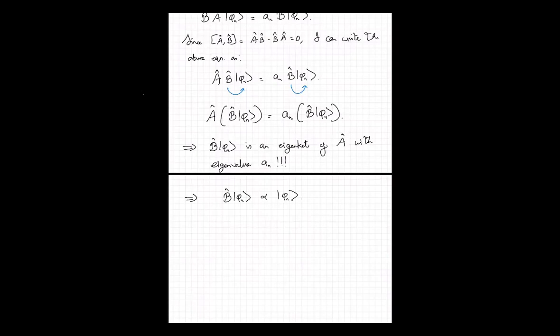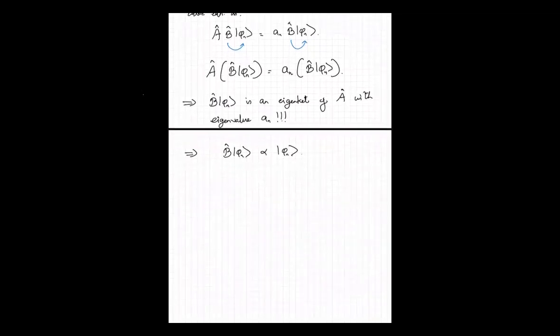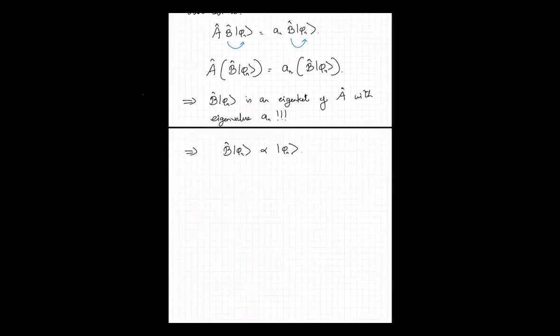Now B phi n doesn't have to be equal to phi n. Why? Because B phi n can be 25 times phi n, because if you substitute 25 times phi n in the above equation, the 25 cancels on both sides. So B phi n should be at most proportional to phi n. So let's say that the proportionality constant is some number. Let's call this B phi n equals some b n times phi n.